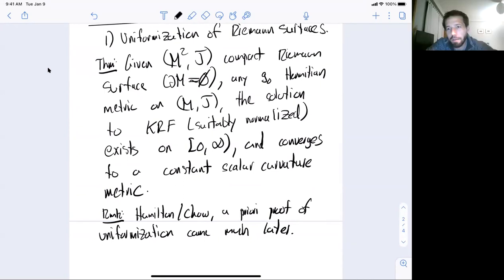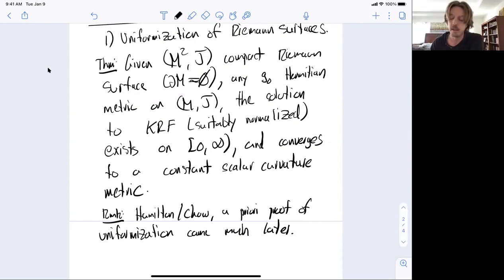In the end, the a priori proof, is it simpler or much harder than just using the continuity method? Much harder. Yeah.